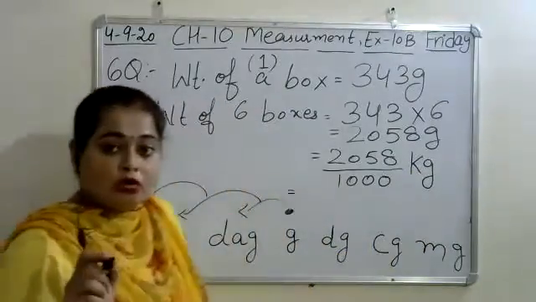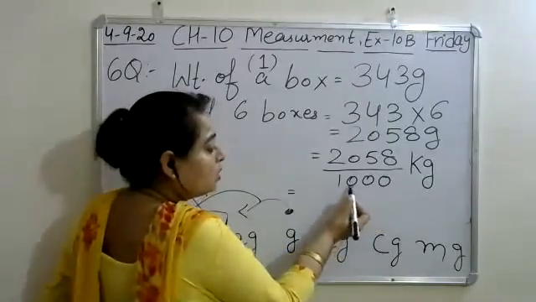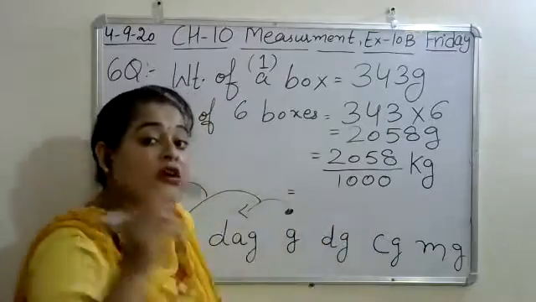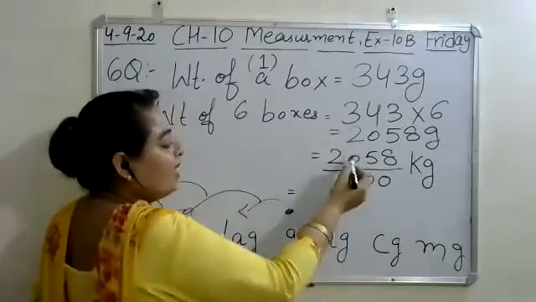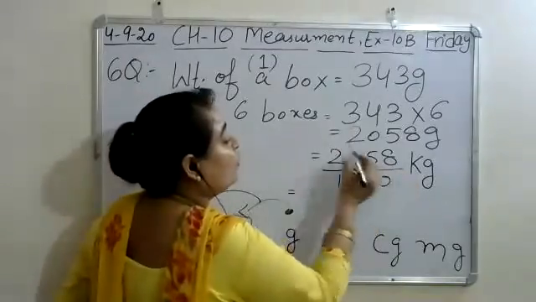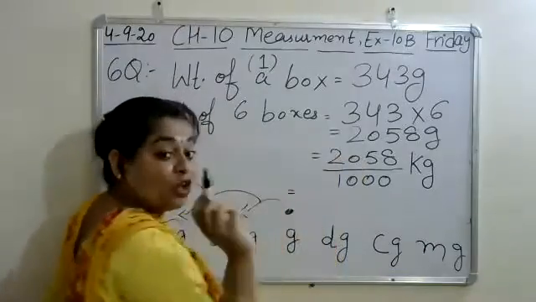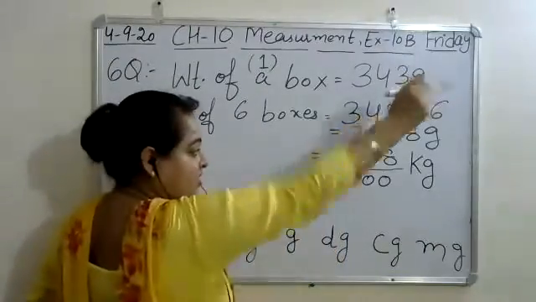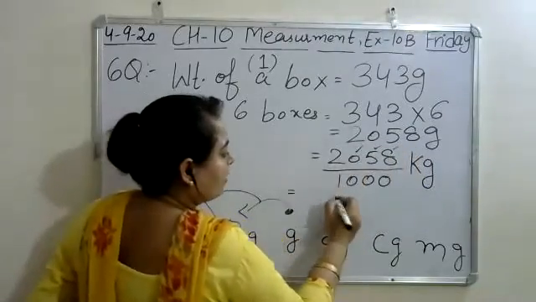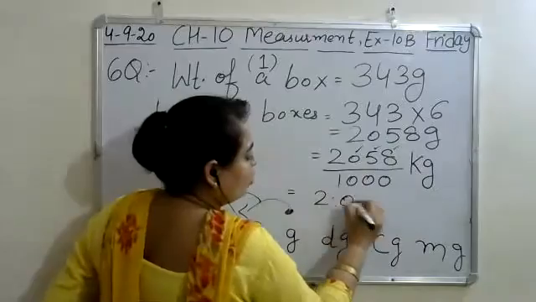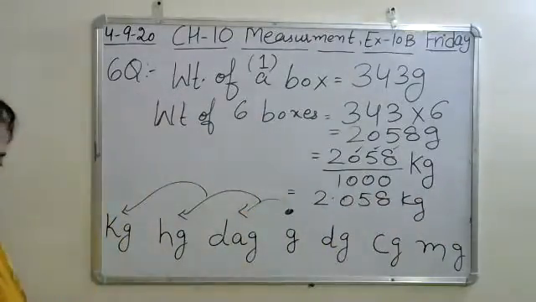Now all of you check. 3 zeros. 1, 2, 3. 3 zeros in the denominator. It means in the numerator, after 3 digits, you will put your decimal. And when you put your decimal, you will start your counting from the right hand side. This is 1, this is 2, this is 3. So 2.058 kilogram is the result. Note down.